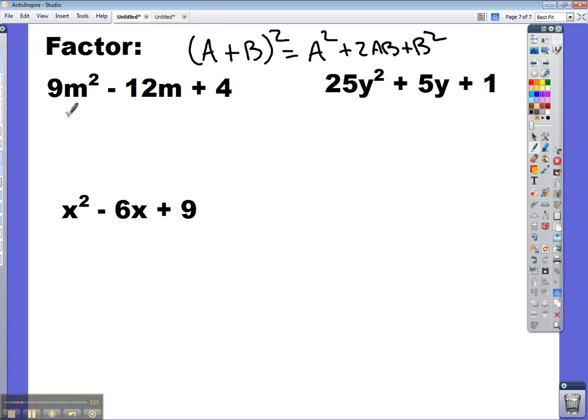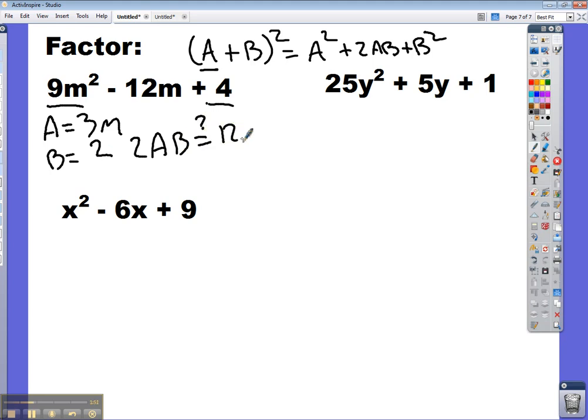It's a trinomial. Are the first term and the last term perfect squares? Yes. So now we're going to check. What's the a value? What's the b value? The a value is not 9m squared. Remember, the a value is the square root of this: 3m. What is the b value? 2. So the question is, does 2ab equal 12m?